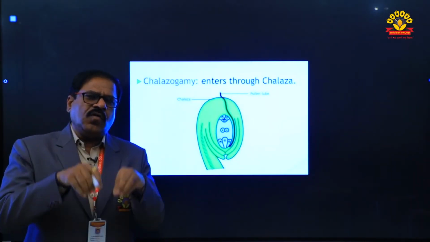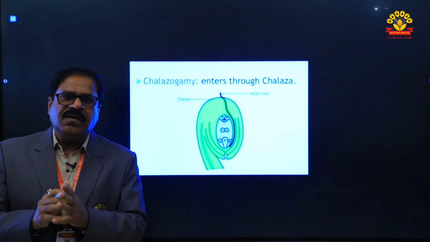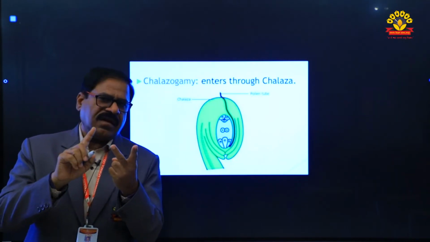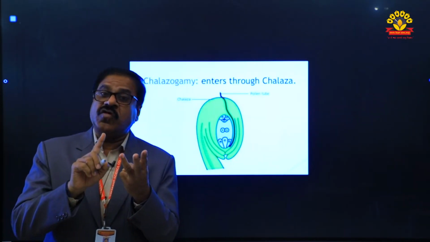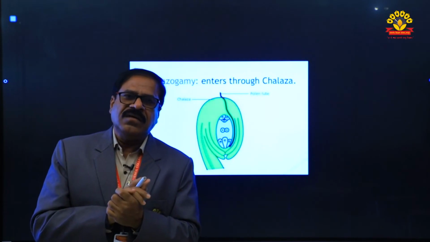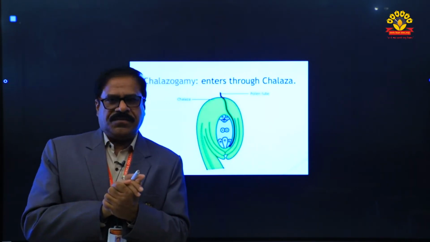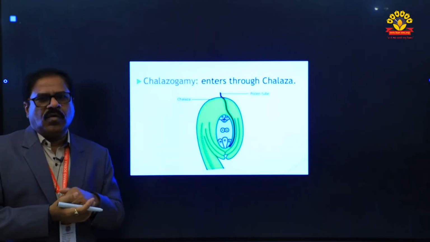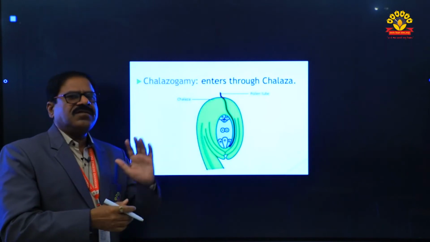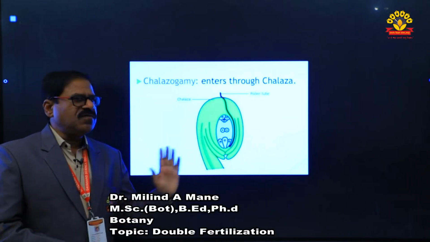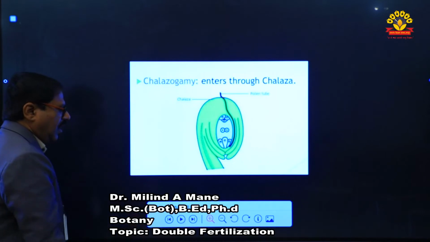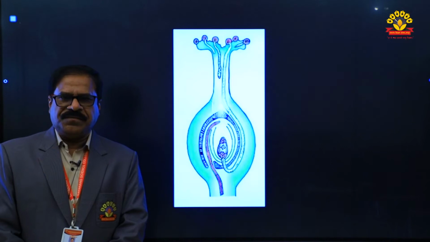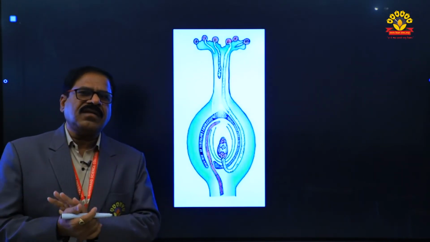Thus, the pollen tube enters the ovule body by three main methods. One is porogamy, second mesogamy, and the third one is known as chalazogamy. There are three types of entry of the pollen tube in the ovule body. Then turn towards the second step of fertilization, and the second step of fertilization is known as siphonogamy.